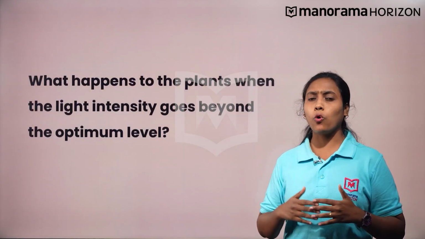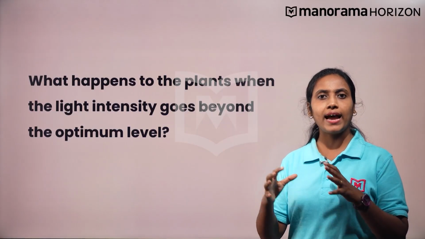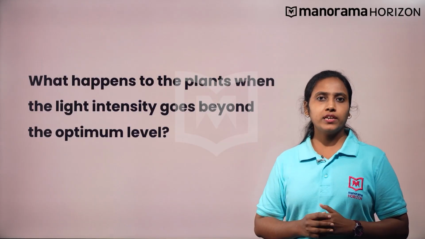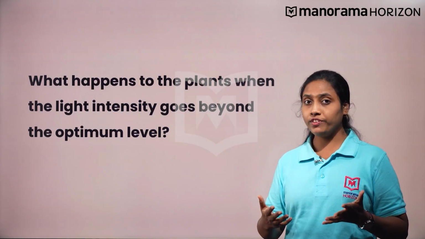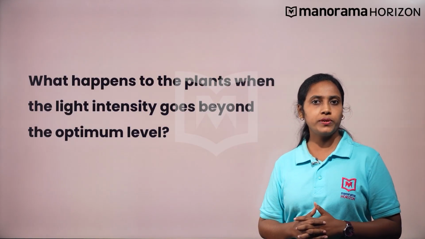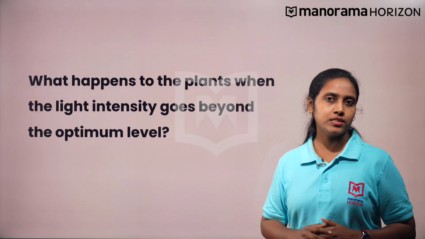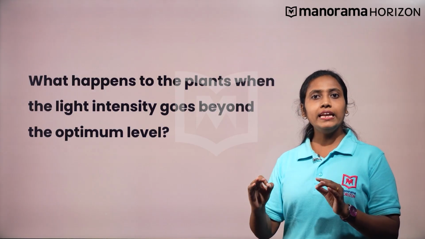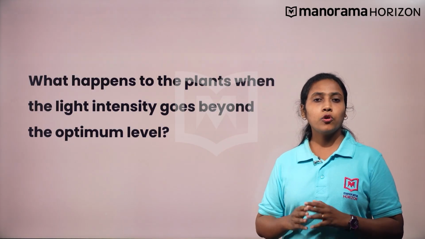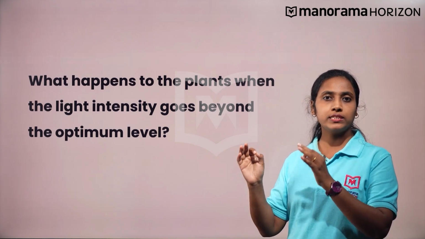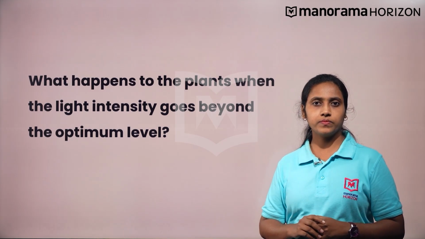Can you guess what happens to the plant when the light intensity goes beyond the optimum level? We might think if the light increases, obviously the rate of photosynthesis also increases, right? But this is completely a misconception. The increased light intensity causes the breakdown of chlorophyll and the rate of photosynthesis decreases.